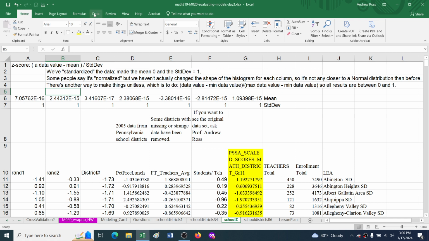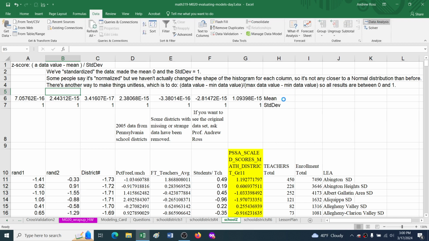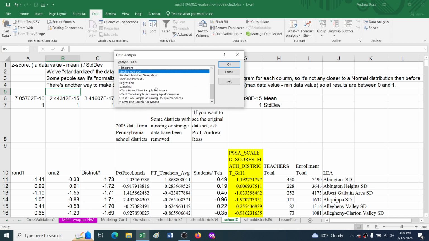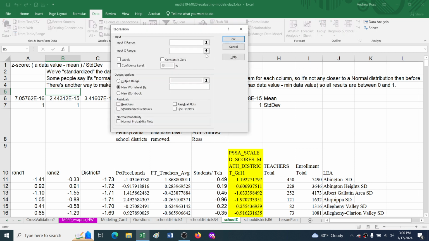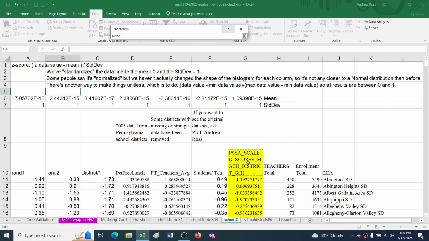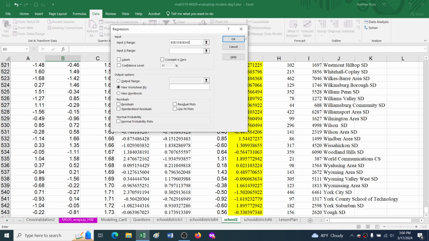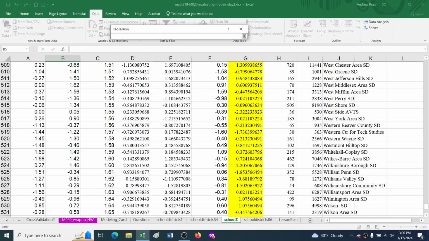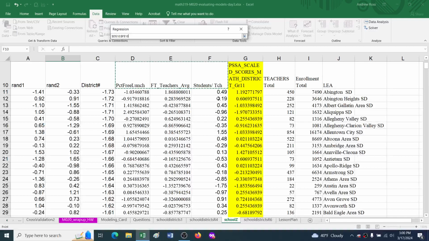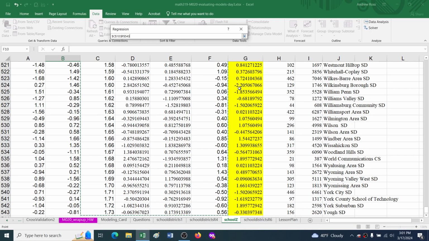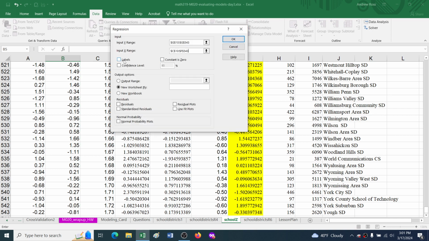So now we're going to do the regression. We'll load up regression. Our y range is the same as before. And then our x range is, well, let's include the district number here, even though we know it shouldn't really be informative. So we did labels. We'll call this regression z. Never a bad idea to get those.